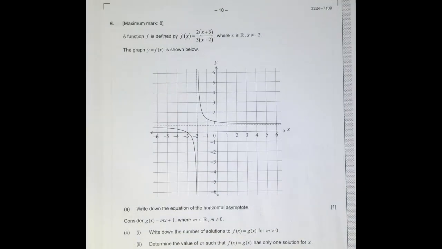Hey, welcome back to our math channel. This is still a short question, paper 1 on calculator. And yeah, it's a function question. Let's go on to it.